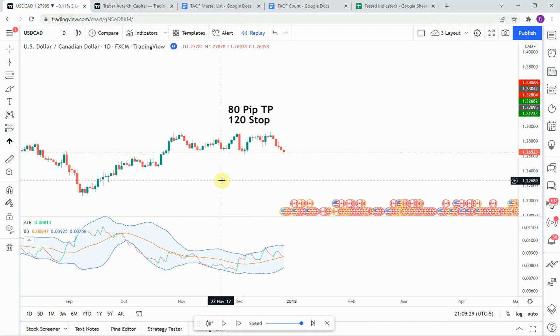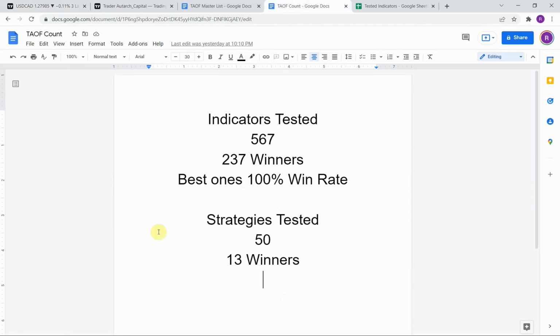Alright, as I said, today we will be testing the ATR up-down tick indicator. Before we do though, I wanted to put the testing scoreboard up for everyone to see. So to date, we have tested a total of 50 different strategies, with 13 of them being profitable. We've also tested a total of 567 indicators, with 237 of them being winners. The best ones so far were able to achieve a 100% win rate. Now you need to go back and watch those videos to understand the context of how they were able to achieve that. So go back and watch those videos and see what you can get out of those winning indicators. And keep in mind that we test all these strategies and indicators on the Forex market, but they can be applied to just about any market universally.